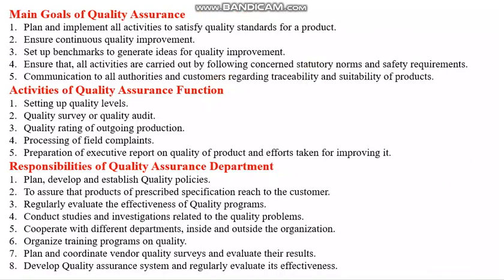Okay, now let us see what are the main goals of quality assurance. To plan and implement all activities to satisfy the quality standards for a product and to ensure continuous quality improvement. Continuous quality improvement should be there in the companies. You cannot once say, oh, we have achieved the peak and we have to sit and enjoy. It never happens. It's always continuous improvement. Those who don't do it cannot survive in the market.